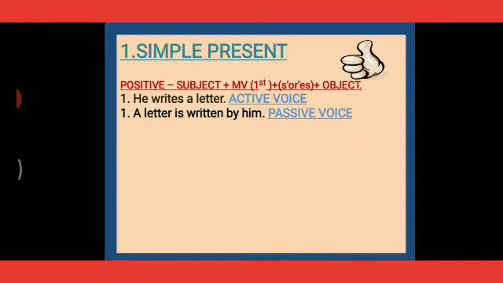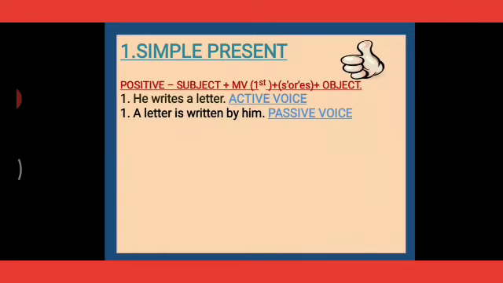What we have done. What did I tell you? That you change the object to subject in passive voice. A letter, which was the object. Here what have we made it? We have made it subject. And whenever you are converting simple present tense, first form is changed into is, am, are plus third form.